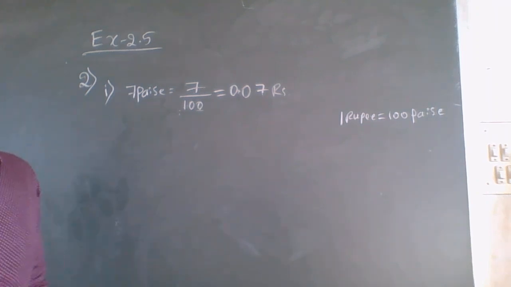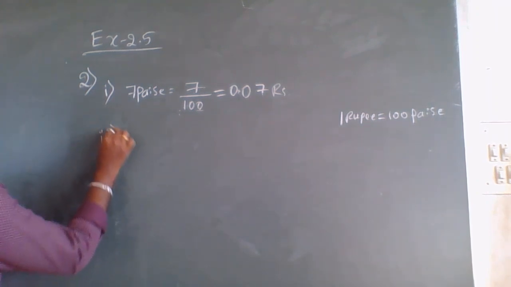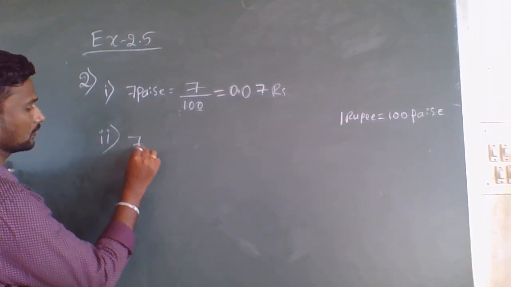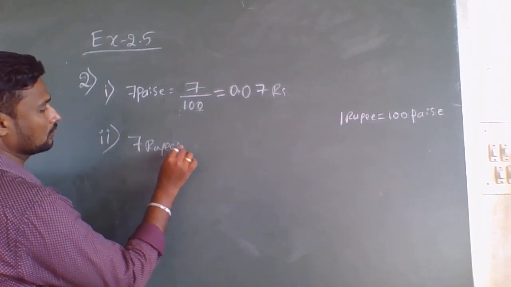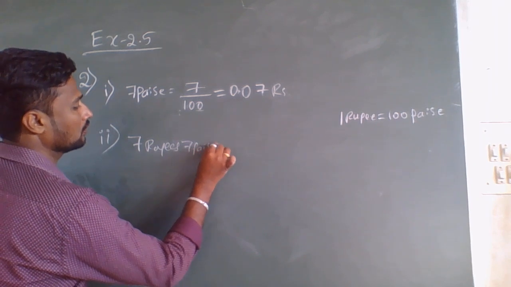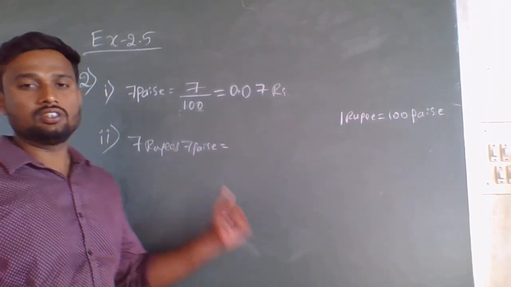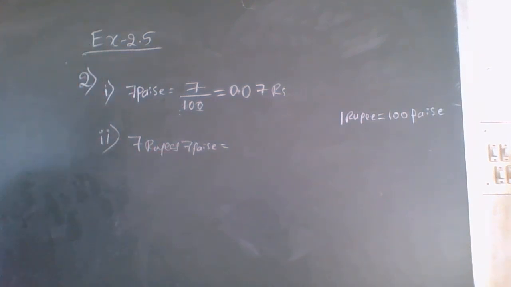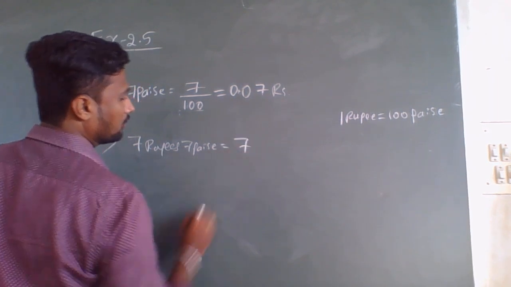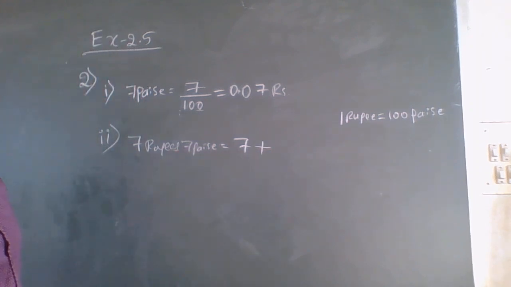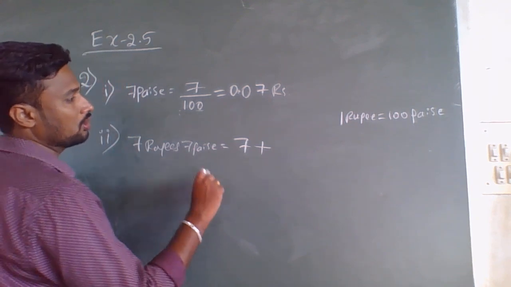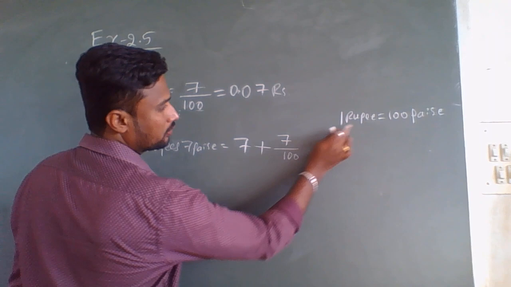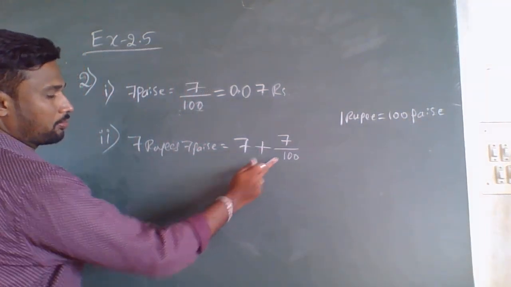Here they have given 7 rupees 7 paise. Now we have to write this in rupees format. The 7 rupees is already in rupees format, only the 7 paise should be converted to rupees. So first we write 7 rupees plus 7 paisa. How to write 7 paisa in rupees? 7 by 100, because 1 rupee equals 100 paisa.